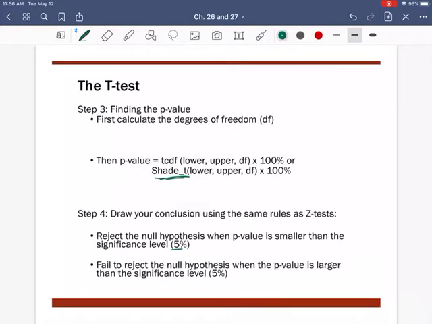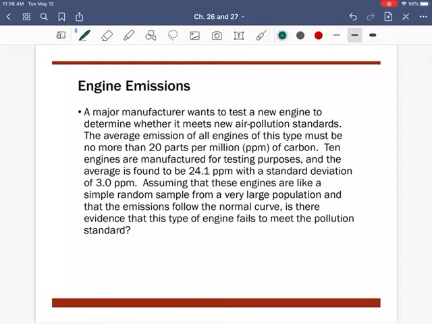And then you write your conclusions. I'm struggling with reading this. Okay, if the p-value is smaller than 5%, you fail to accept the null, or you reject the null. If it's greater than 5%, you accept the null, or fail to reject the null.